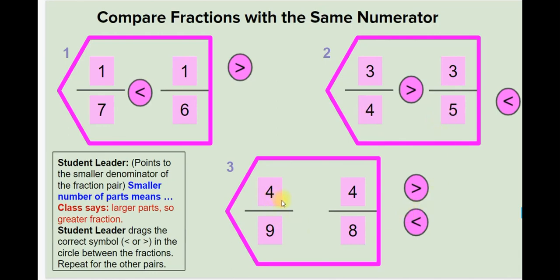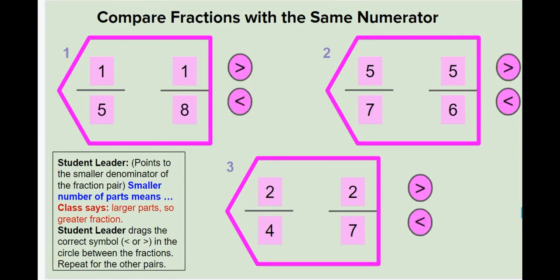Read the comparison. 4/9 compared to 4/8. Are the numerators the same? Yes. 8 is the smaller denominator. The smaller the denominator, class, the larger the parts, which means the greater the fraction. Compare, 4/9 then is less than 4/8. Why? Because 9ths are smaller than 8ths.